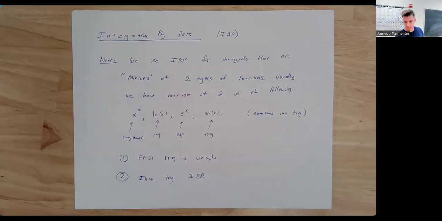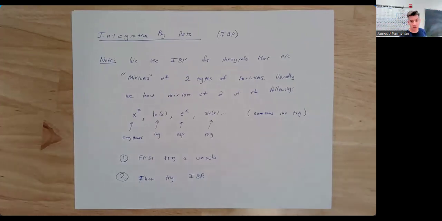As someone wrote in the reflection the other day, which I thought was really, really good, they learned that they can use a U substitution when there are composite functions and integration by parts when there are different functions multiplied together. And we'll kind of see that as we go along here. So I'll refer back to that. I thought that was a really nice way of breaking it down.